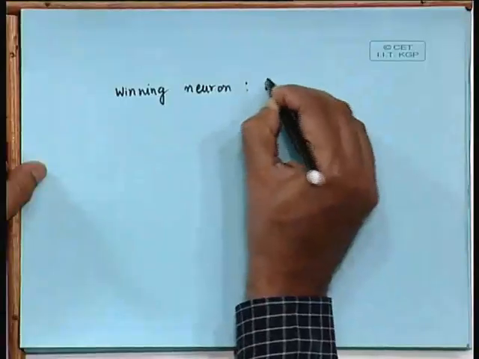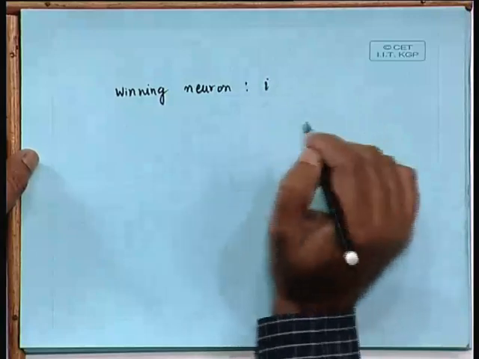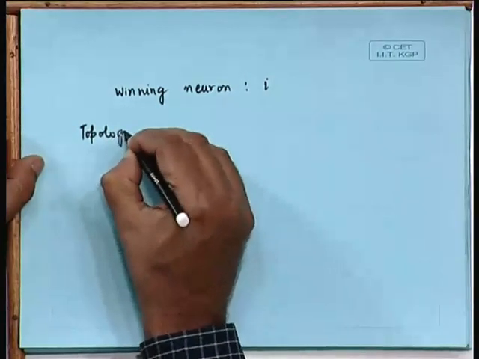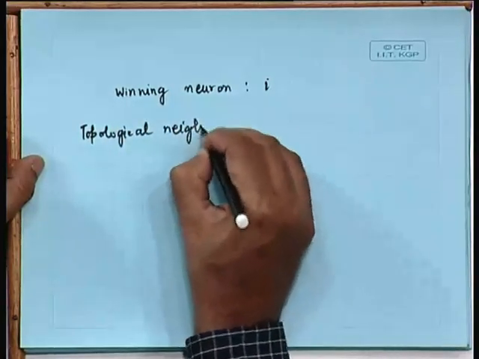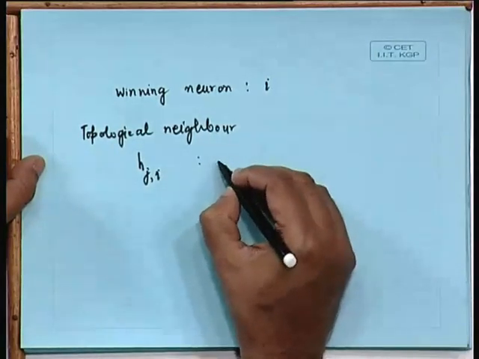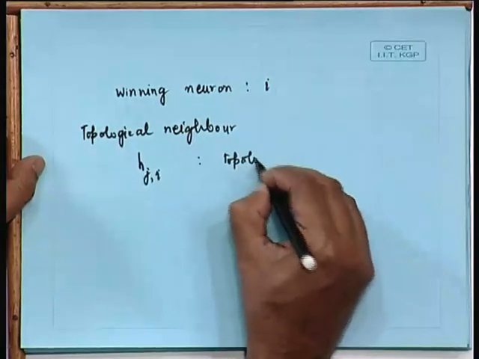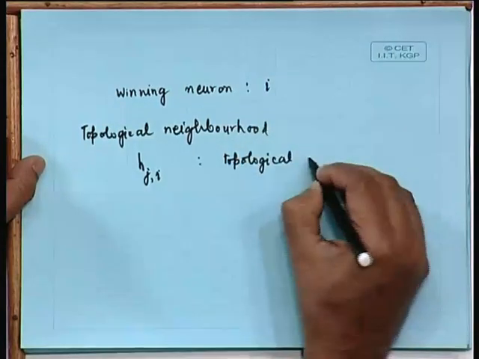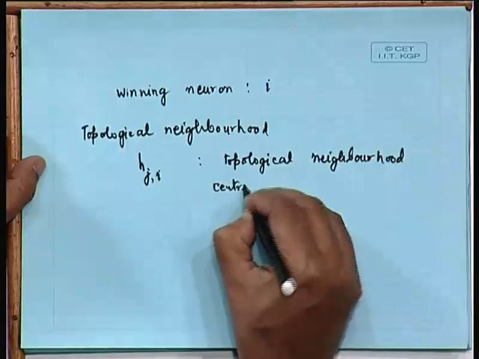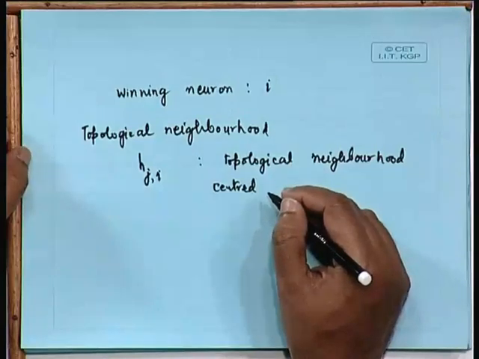So we have to define a neighborhood, and how do we define that? Let us say that the winning neuron has an index I, and we want to find a neighborhood around this winning neuron. So we define a topological neighborhood, a quantity which is h of j comma I, which is the topological neighborhood centered around I, and it is encompassing all the cooperative neurons including J.